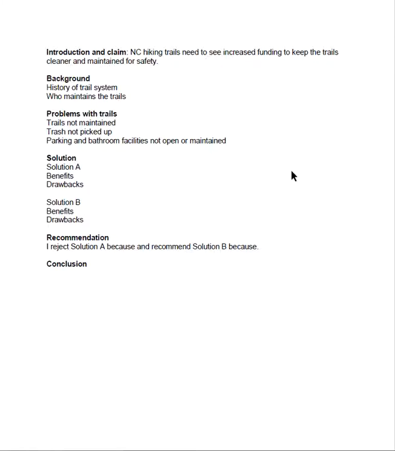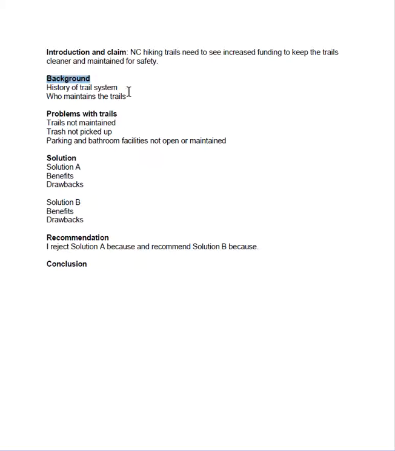So what I have here is a topic I've been playing around with: North Carolina hiking trails needing more funding to keep them maintained. And what I have here is a sample outline of the parts that you're going to need. Your introduction and your claim. What is it you're claiming about your NC problem? What do you think you're going to talk about in your background?